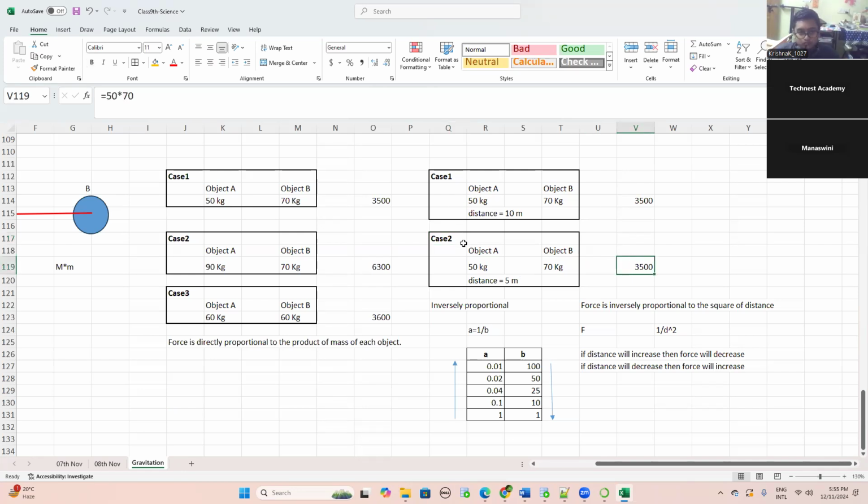So in case one and case two, if you compare, in case two, distance is less. So if distance is less, will force be more or less? Force will be more, sir. So now tell me, in which case will force be more, case one or case two?